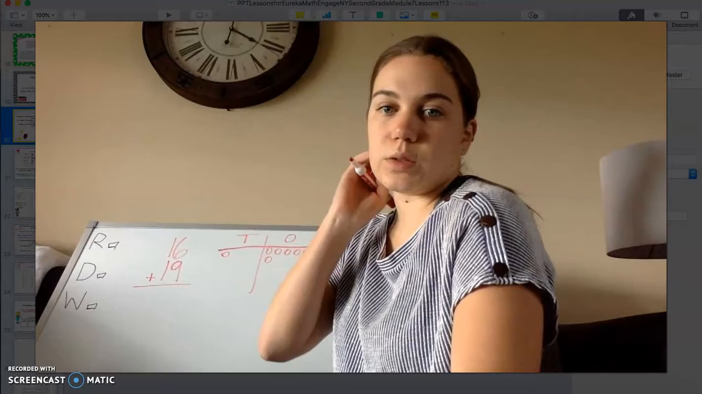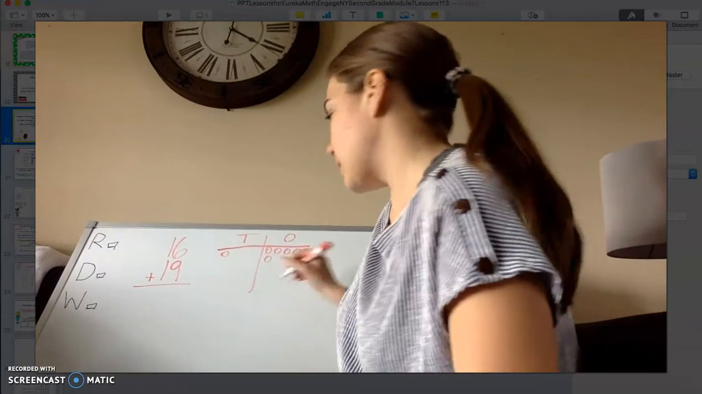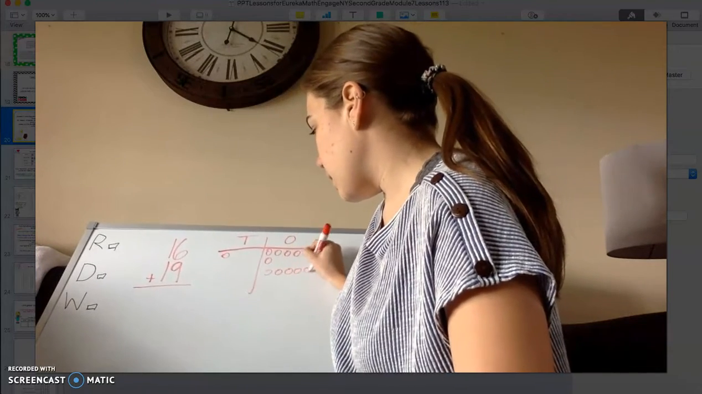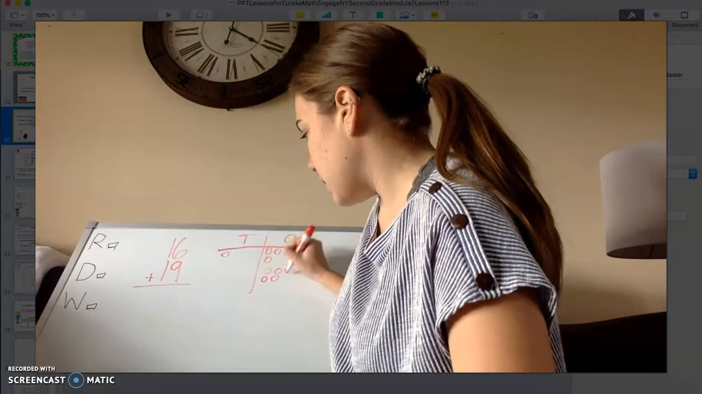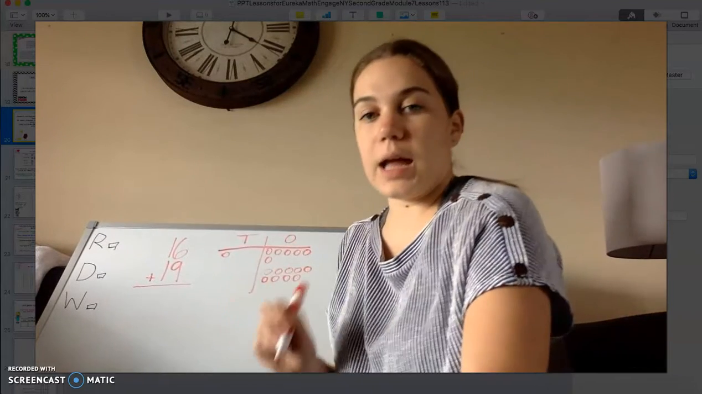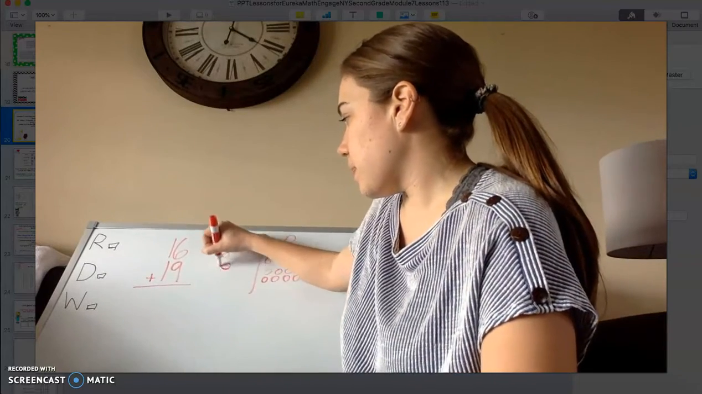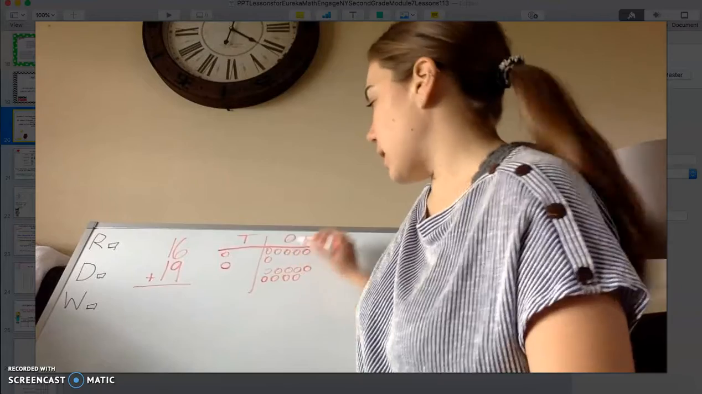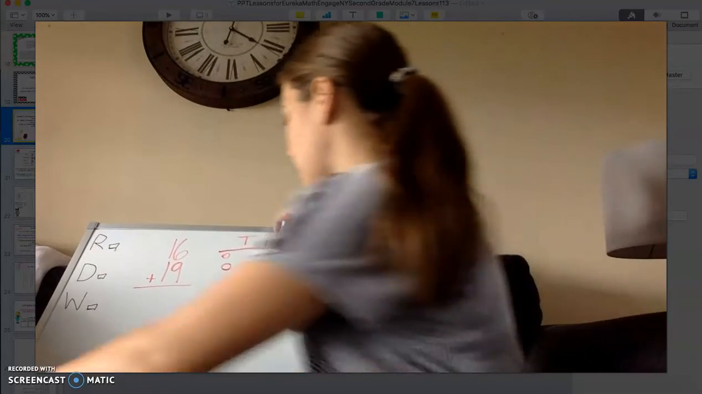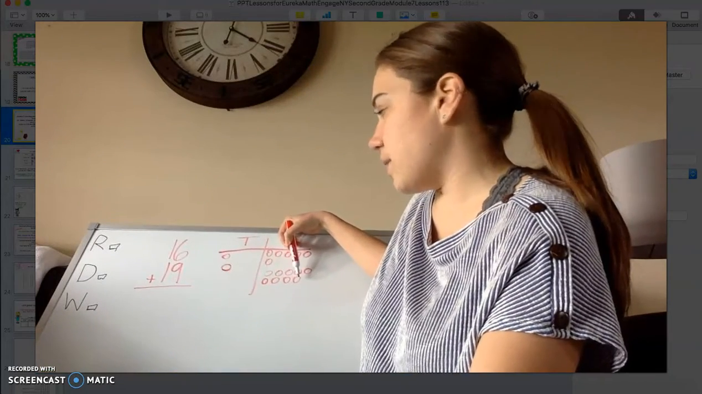So do we start in the ones or the tens column when we add? Good. We start in the ones column. So we're going to add the 9. 1, 2, 3, 4, 5, 6, 7, 8, 9. So we've added our 9 ones. Now we need to add our 1 10. So let's count our ones. Ready? 1, 2, 3, 4, 5, 6, 7, 8, 9, 10, 11, 12, 13, 14, 15.